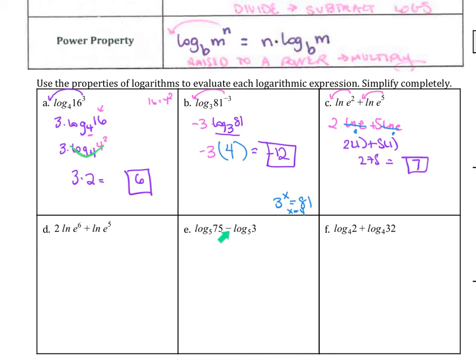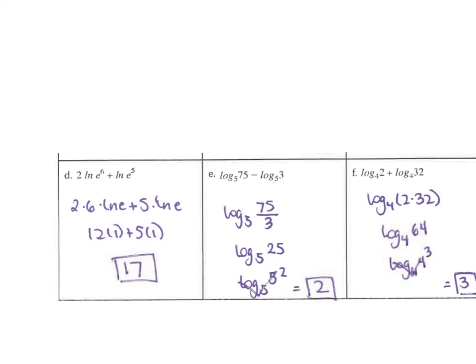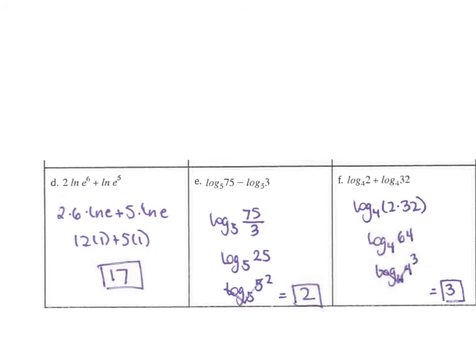So when we're subtracting, remember when we put it back together, we are going to condense it. So let's just look at the work down here. Let's start with D actually. So we have 2 natural log of e to the 6th plus natural log of e to the 5th. So that 6 is going to go to the front, and it's going to multiply to what's already there. The 5 is going to go to the front, multiplying to the natural log of e. Both natural log of e's cancel out, or it becomes 1. So therefore now we have 2 times 6, which is 12, plus 5 times 1, which is 5, and 12 plus 5 is 17.